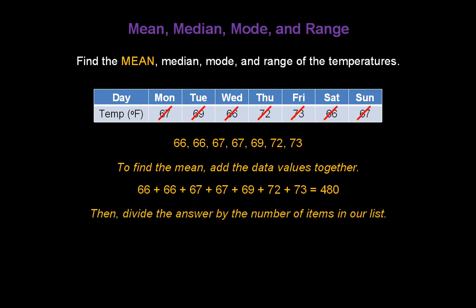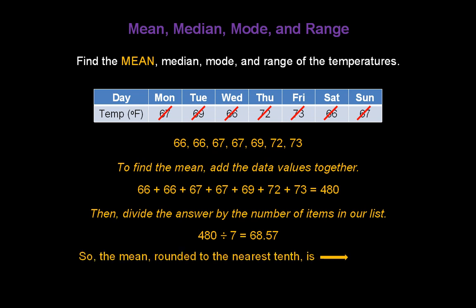What's the next step? Divide the answer, 480, by the number of items in our list. There were 7 items in our list. So we're going to take 480, divide it by 7. That gives you 68.57. So the mean, when rounded to the nearest tenth, and most of the time the question will ask you to round the answer to the nearest tenth, is going to be 68.6 degrees Fahrenheit. These are temperatures, so let's not forget to put in our units.